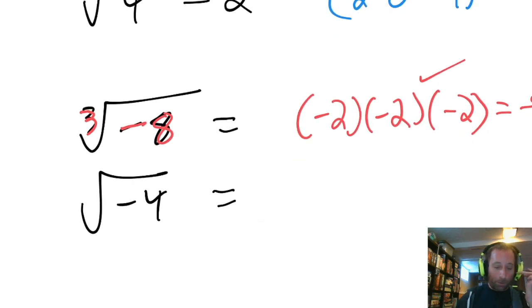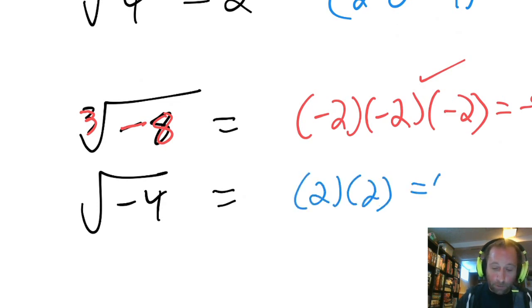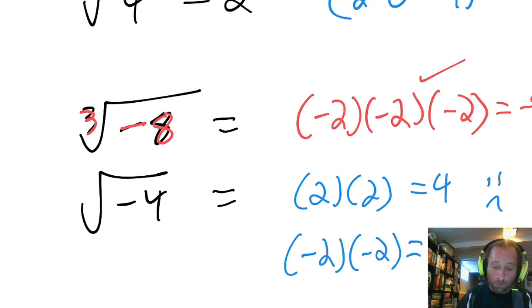How about the square root of negative 4? Well, 2 times 2 gives us a positive 4. That doesn't solve it. Negative 2 times negative 2 gives us a positive 4. That one doesn't solve it either. So in this case, there are no real solutions.